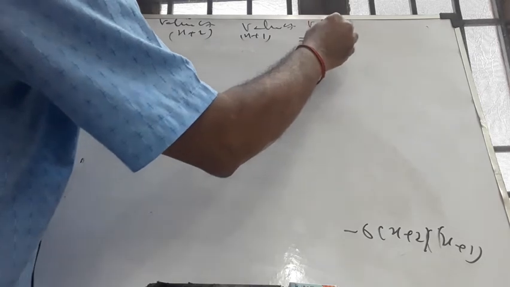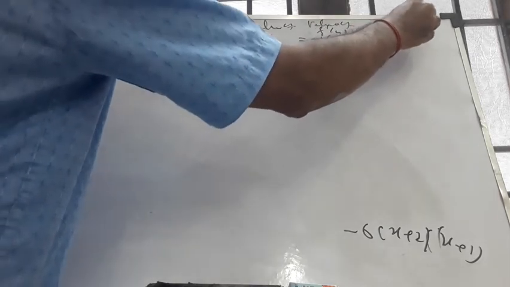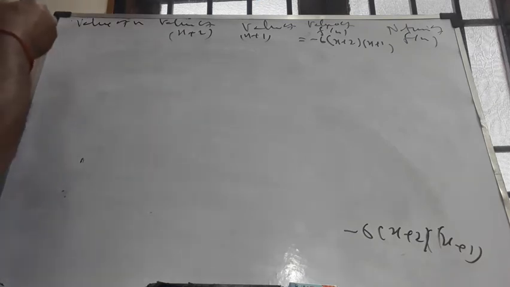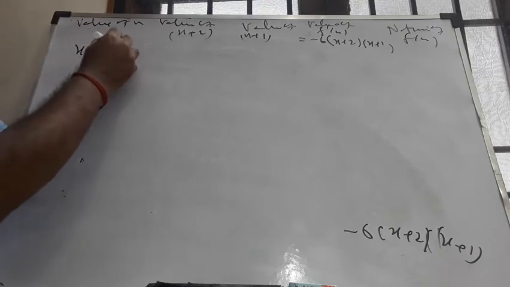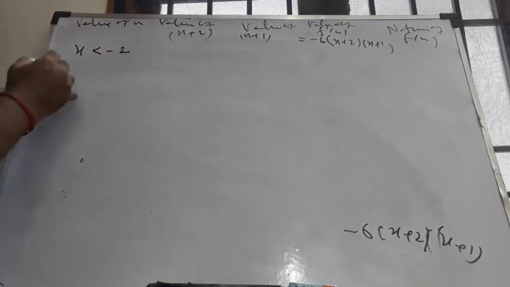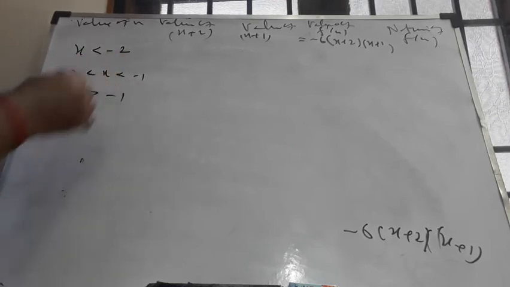Remember carefully, minus 6 into x plus 2 into x plus 1. Then here it will be the nature of f of x that I should write. Now, out of the two, which is the smaller value? Out of the two, I should choose the smaller value. The real line is divided into three intervals, namely x less than minus 2, minus 2 less than x less than minus 1, and x greater than minus 1.